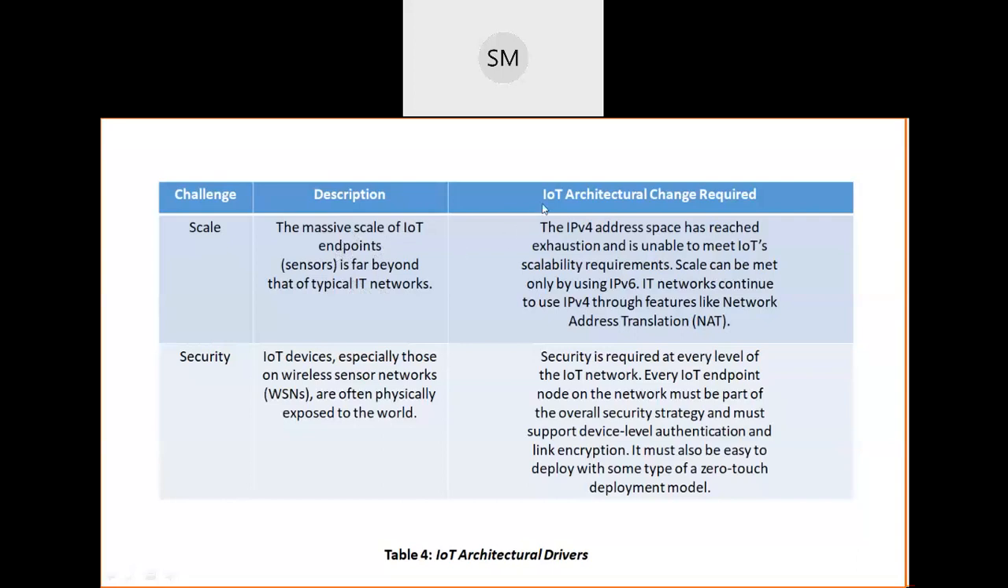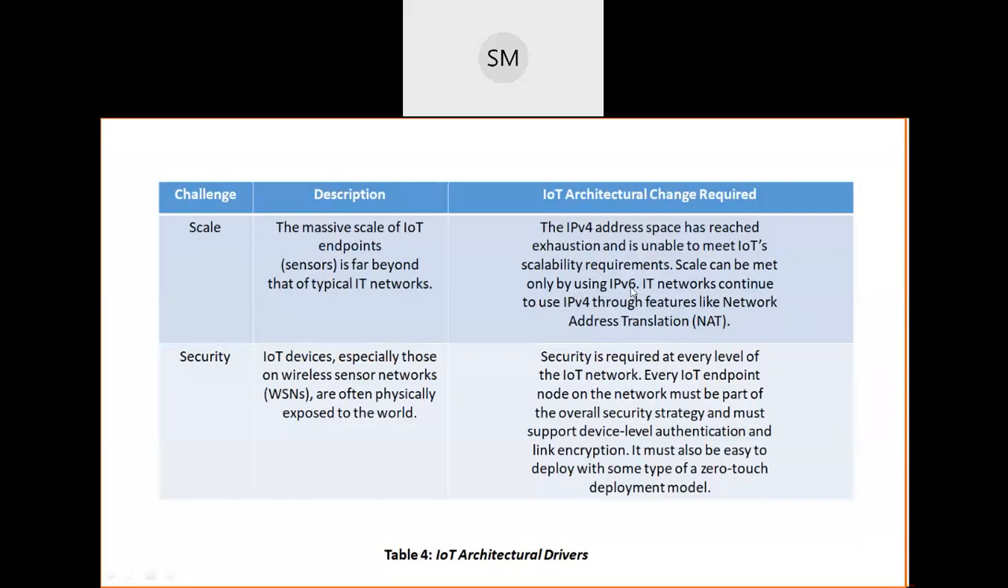Next, come to this column: IoT architectural change required. What change is necessary now? Just now I told you, the IPv4 address space has reached exhaustion and is unable to meet IoT's scalability requirements. Because billions of devices are connected to IoT, IPv4 is not enough now. It is already exhausted. Scale can be met only by using IPv6.